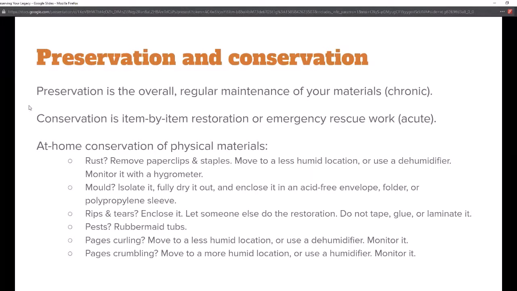Rust is probably coming from metal, so that'll be staples or paper clips or 3-ring binders, that sort of thing. So if the rust is really bad, you're going to want to remove that metal. For the most part, you don't need to worry about it unless that humidity thing is a big problem.